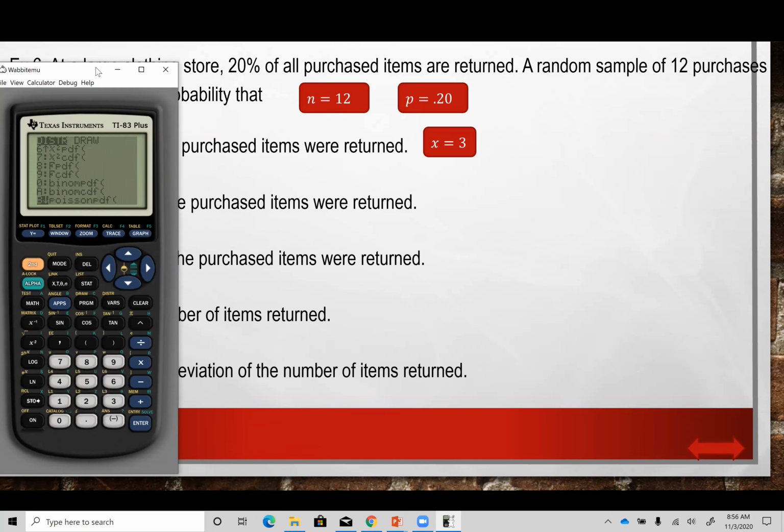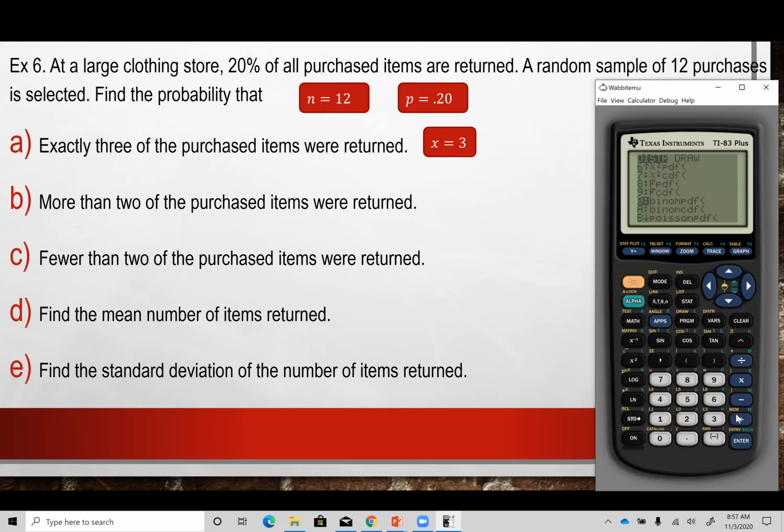If they ask you for the exact point, that is when we're using the binomial PDF at one particular point. So if it's at one particular point, this is what we have in the sense of PDF. And a reminder that this is what we need to do: we need to put in our X, we need to put in our N, we need to put in our P.